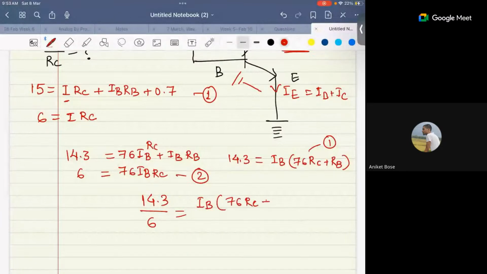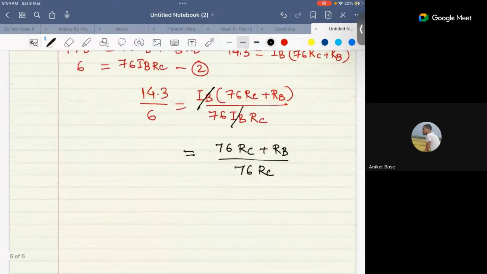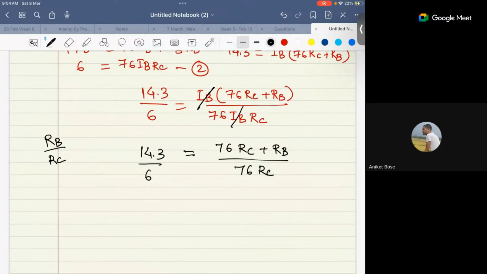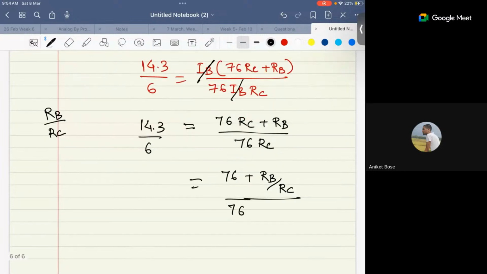We will be left with what? (β+1) RC plus RB, (β+1) RC. Okay, let's divide everything with RC. If I divide everything with RC, then we can get what we need. We need RB upon RC, right? So we'll divide everything with RC. So we'll be left with (β+1) plus RB by RC upon (β+1). Correct?